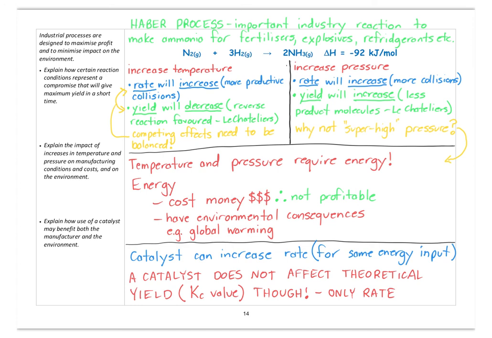It will increase the rate for the same energy input, i.e. you will increase the speed that you make your products without needing any additional energy needs or energy costs. A catalyst does not affect the theoretical yield, the Kc value though, only the rate. But it's still an advantage if you can make it quicker with less energy. That can obviously increase your ability to make a profit out of the process.